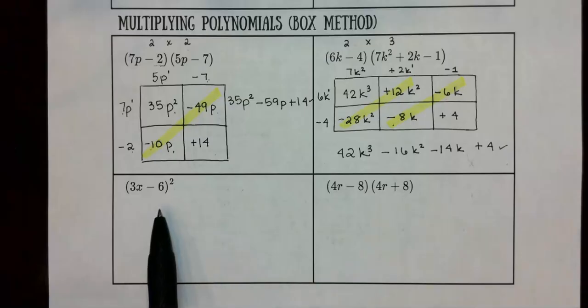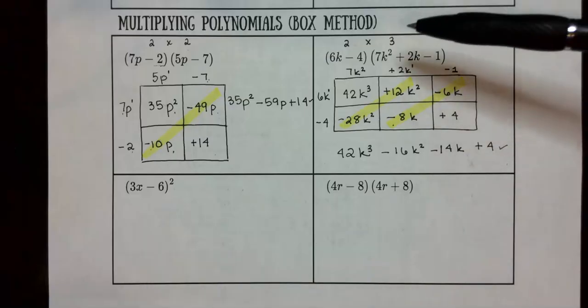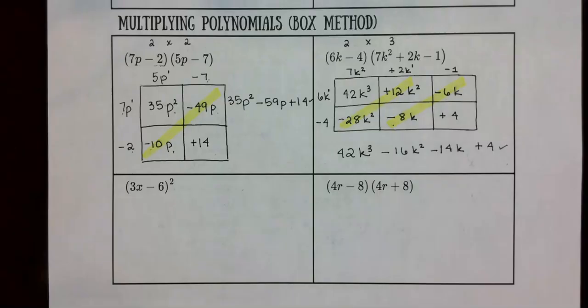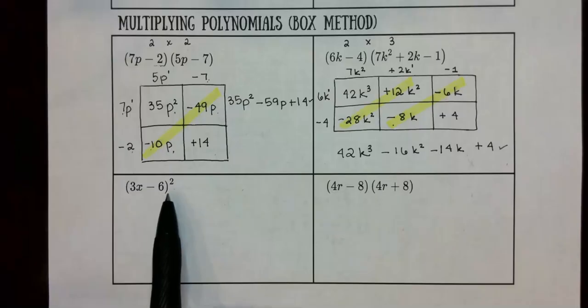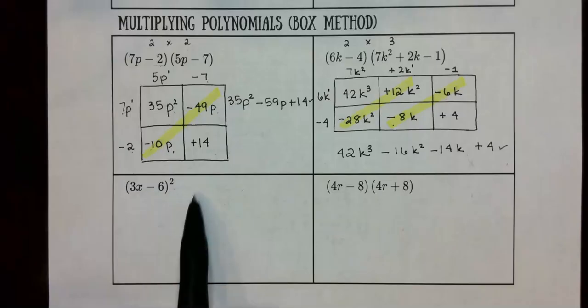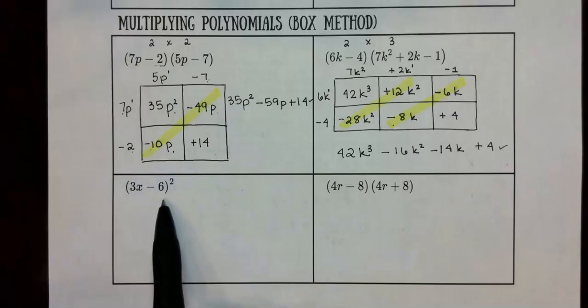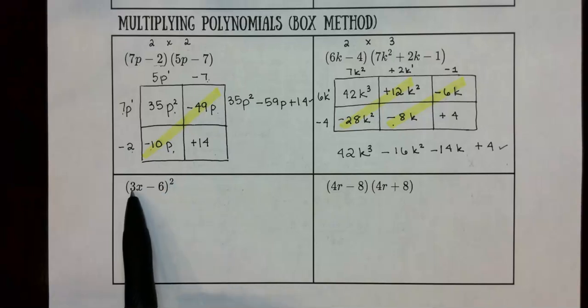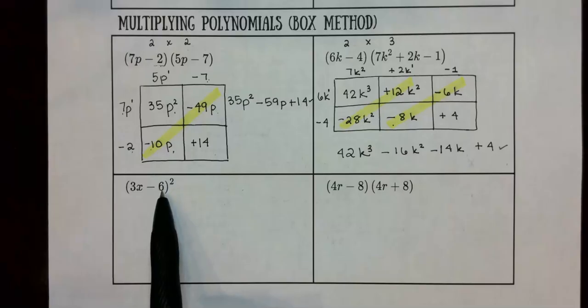So let's start with the one at the bottom. I'm going to continue to use the box method because I like how it's organized and it allows us to focus on each term individually. But you can continue to use the distributive property if that is the method that you prefer. With this one, one of the common mistakes that I see is that we want to square the 3, square the x, and then square the -6.